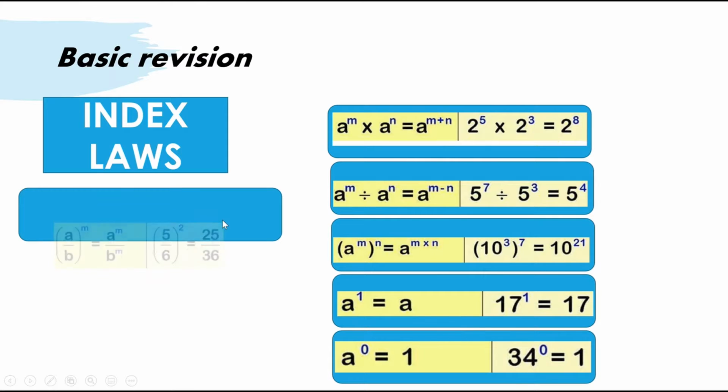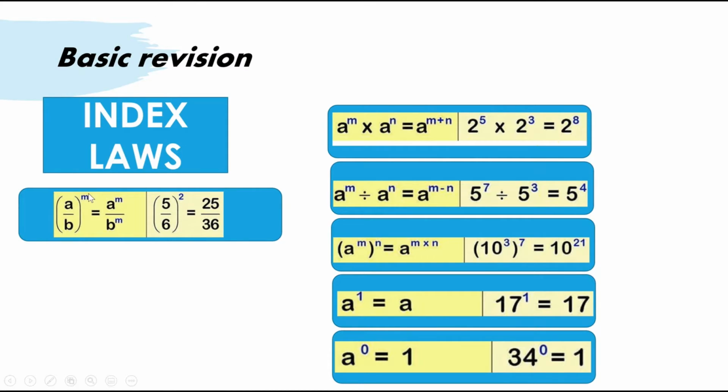Another law is that a by b, in the form of a rational number, to the power m is equal to a to the power m divided by b to the power m. So the exponent affects both the numerator and the denominator individually. Here 5 by 6 is just an example: to the power 2 is equal to 25, or 5 square, divided by 6 square, which is 36.